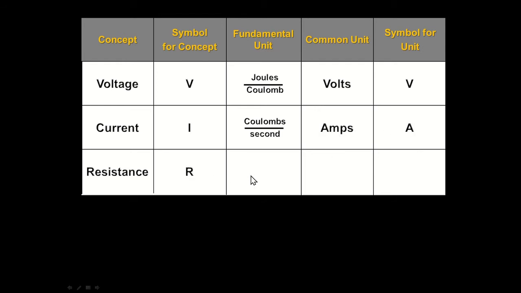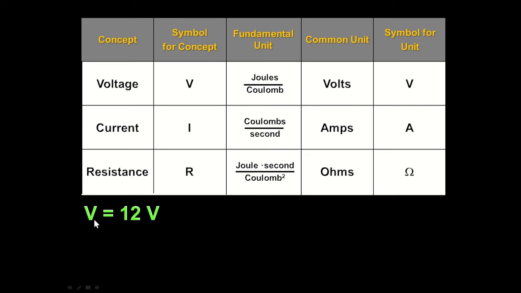Resistance is R. Resistance is the voltage divided by the current. So we take these units divided by those units and we get those crazy units, joule seconds per coulomb squared. And the common unit is ohms, abbreviated with the capital letter omega for O.